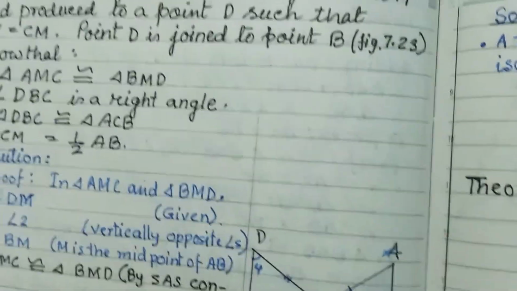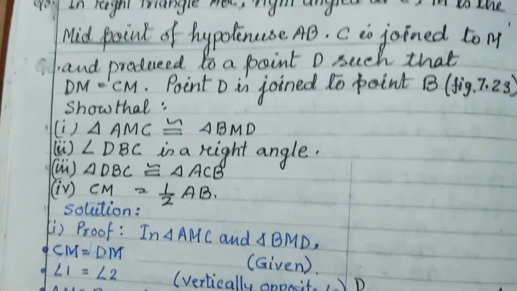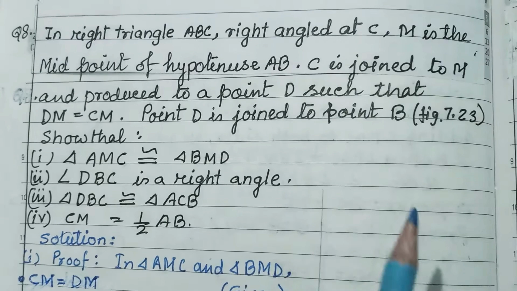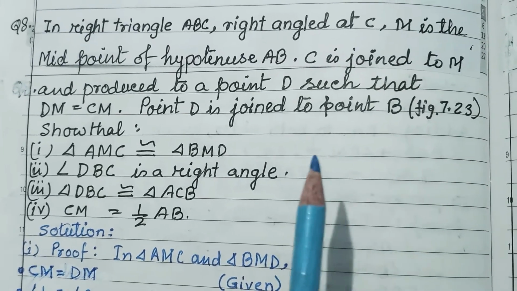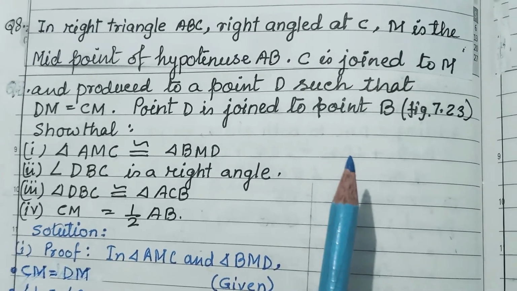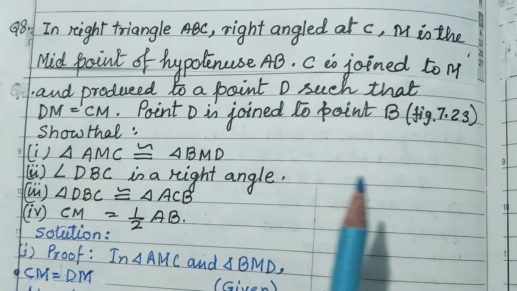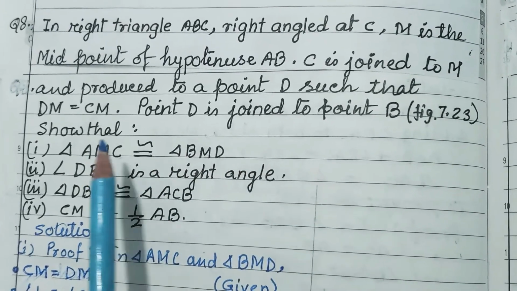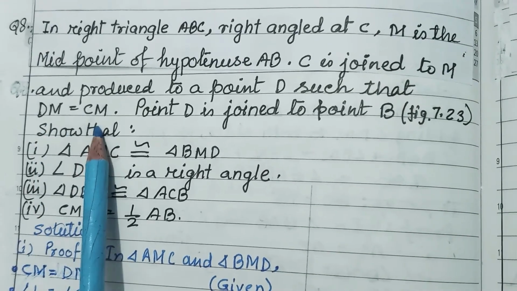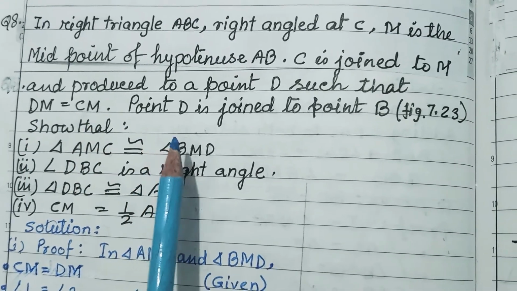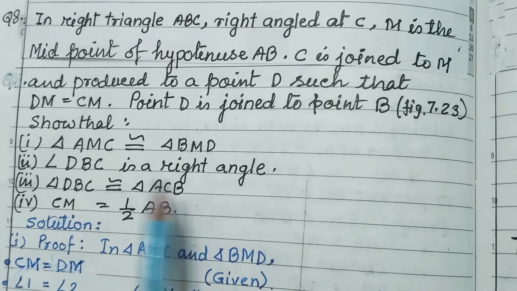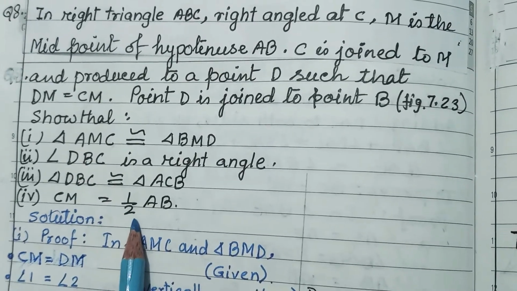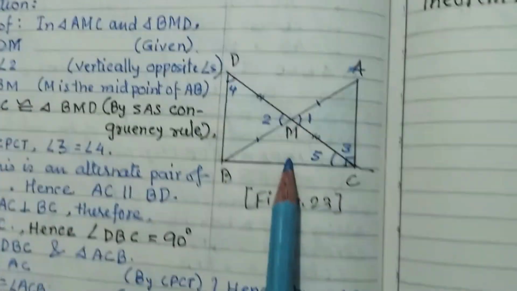Next, it is the last question, question number 8. In right triangle ABC, right angle at C, M is the midpoint of the hypotenuse AB, C is joined to M and produced to the point D such that DM is equal to CM. Point D is joined to B. Now this all you have to prove. Now see the figure here.